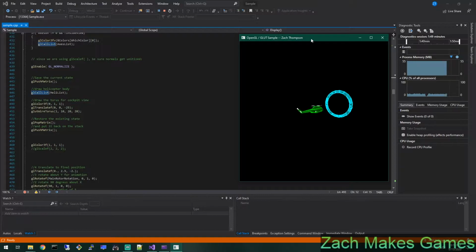Wanted to show off another project I did in OpenGL. This was the second project I did in my OpenGL class, and this project was all about teaching us the importance of order when doing rotations and transformations. So as you can see, we have a helicopter with spinning blades on it.